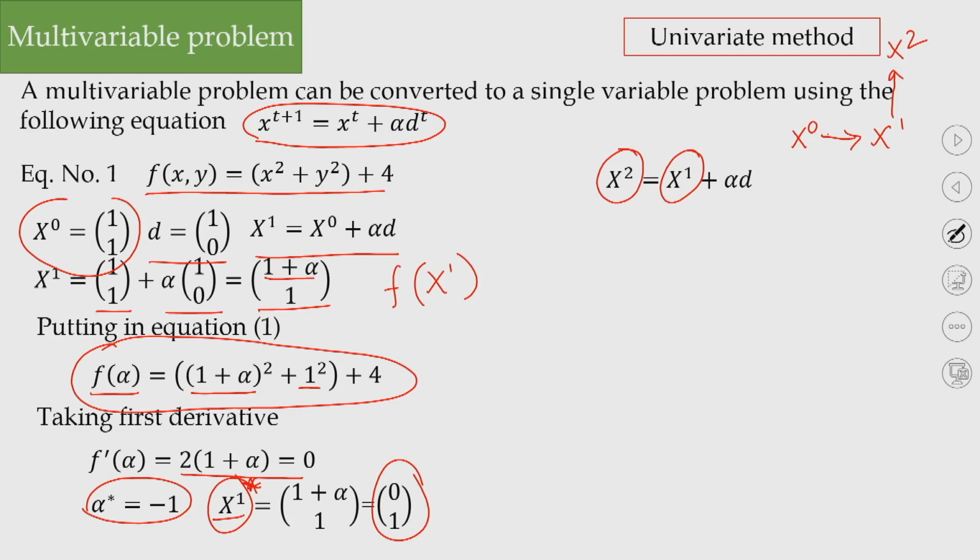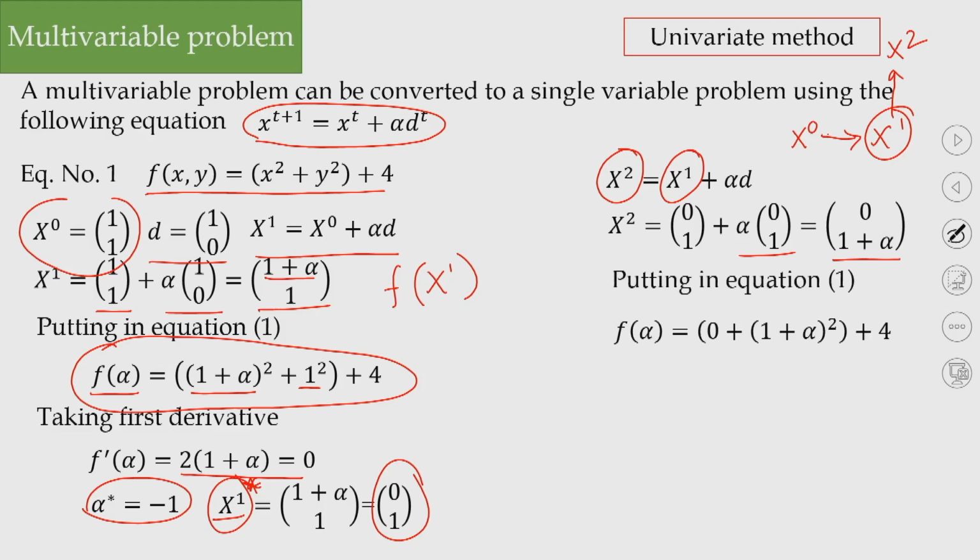Now, my starting point is x1. So, x2 equals the starting point x1, which is (0, 1), plus alpha. Now, I am going along the y direction. The y direction means (0, 1), is it not? So, the y direction is (0, 1), and therefore x2 you are getting (0, 1) + alpha (0, 1).